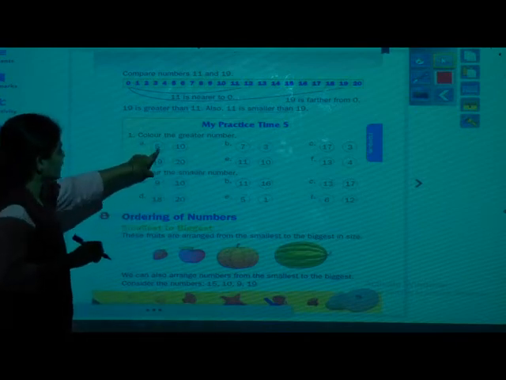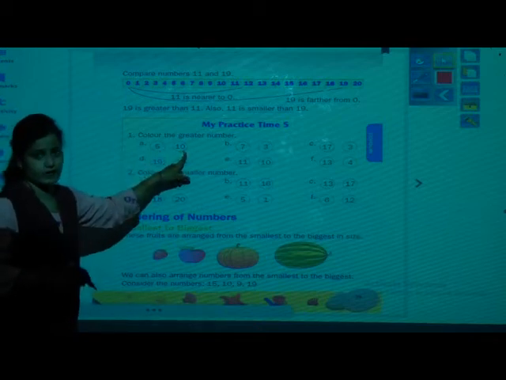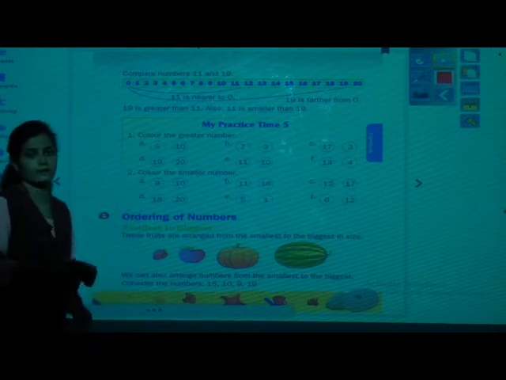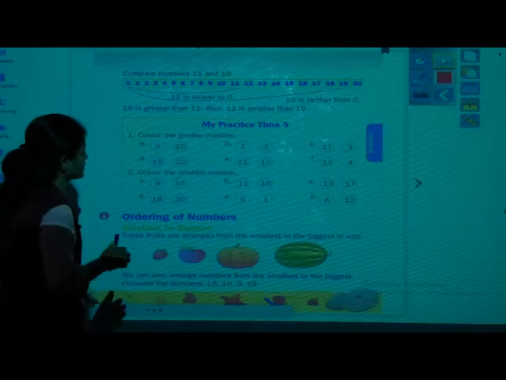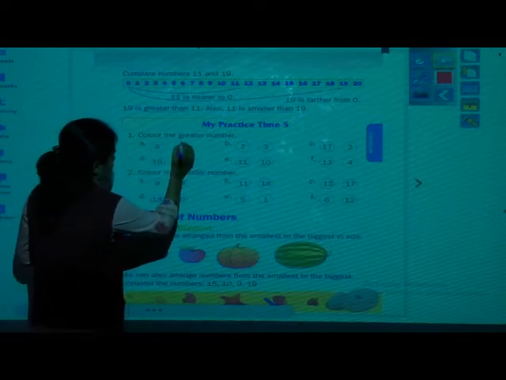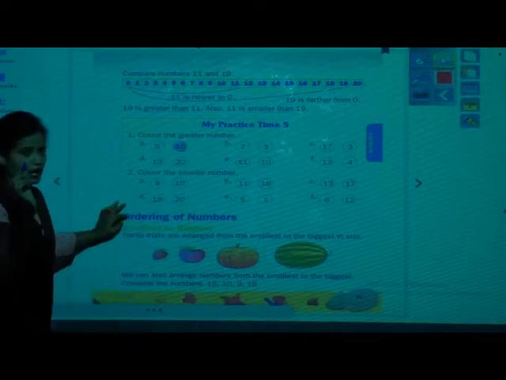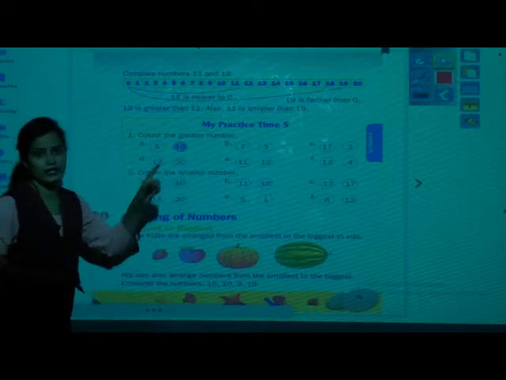Now if you compare 5 and 10, which is greater? 5 or 10? Good, 10 is greater. So they have asked to color. If you are sitting with your color box, you can color it. Otherwise, if the color box is not with you, you can just put a tick mark. Afterwards, you can color it. So you have to color 10.